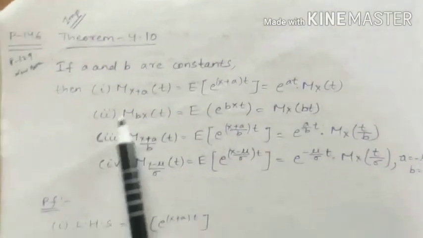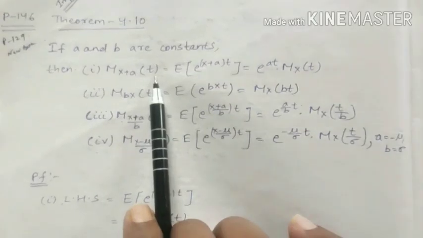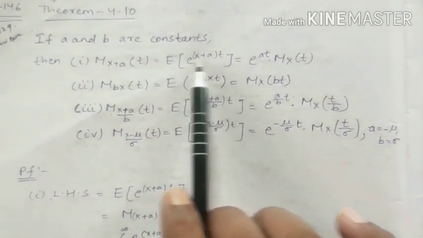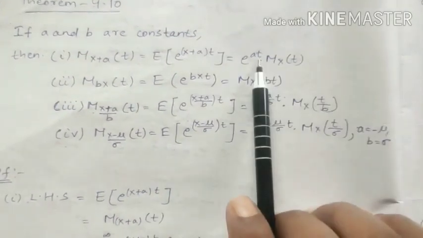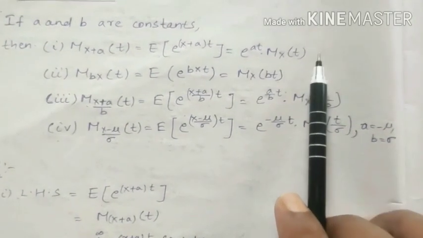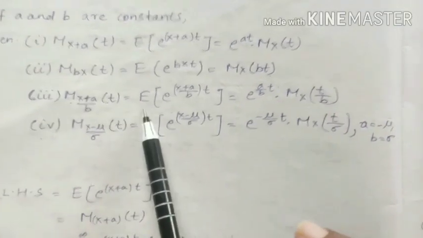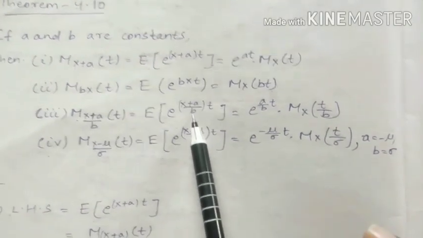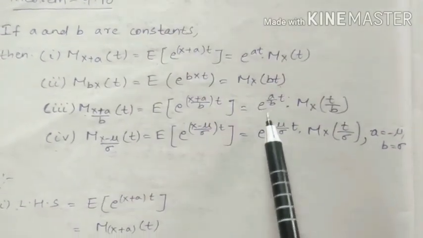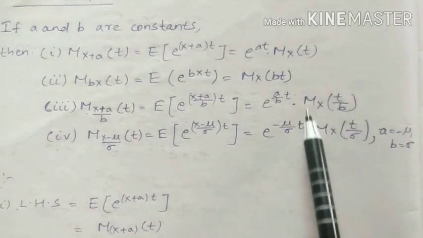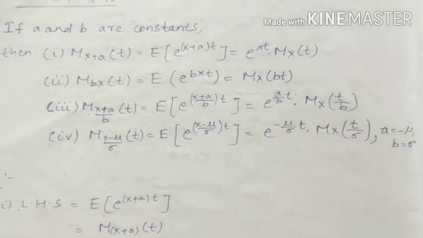In this connection, one theorem: M(x plus a)(t) is the expectation of e to the power (x plus a) times t. So e to the power at is common and Mx(t). Similarly, M((x plus a) by b)(t) equals the expectation of e to the power ((x plus a) by b) times t. So e to the power (a by b) t is common and Mx(t by b). How can you prove this?